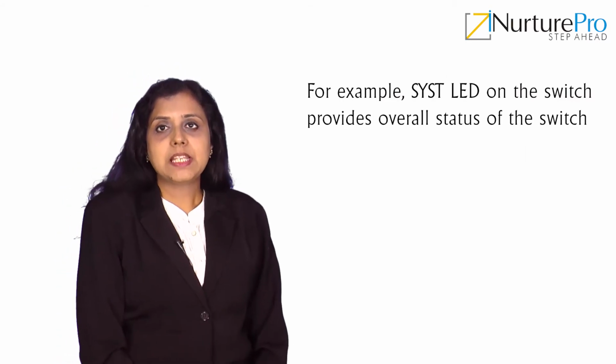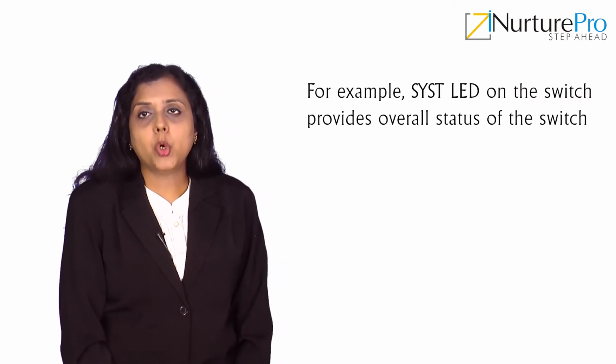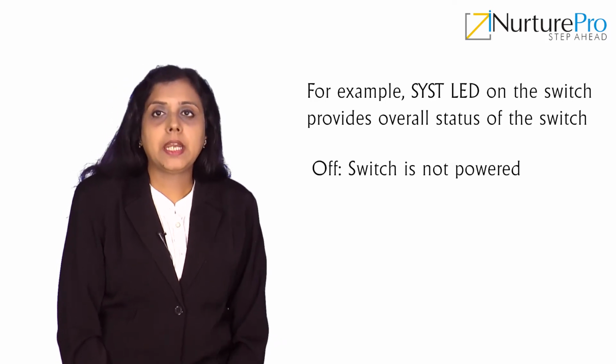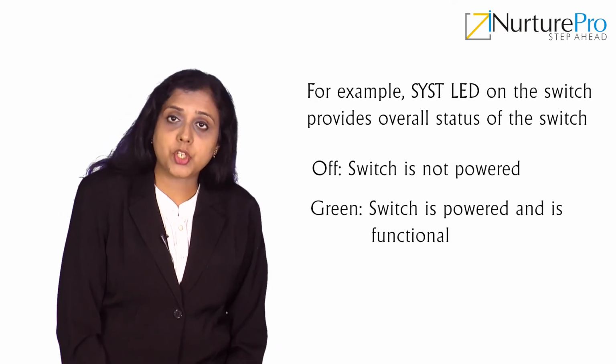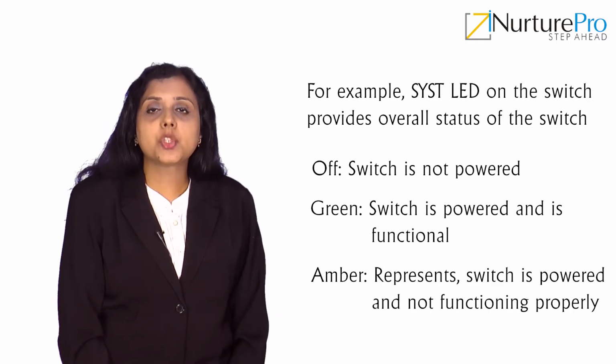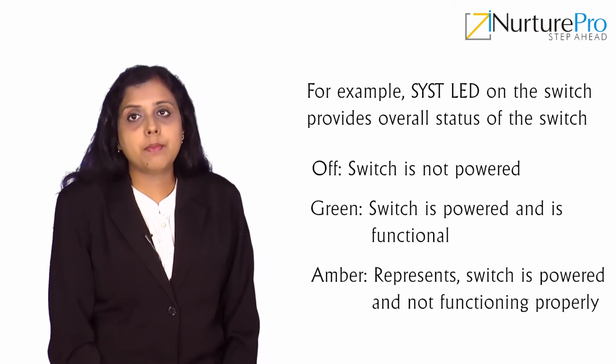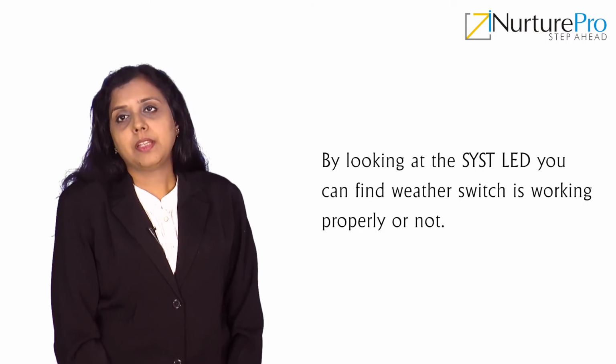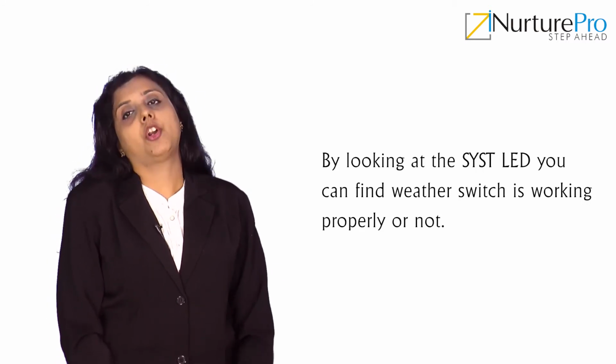For example, the SYST LED on the switch provides the overall status of the switch. Off: the switch is not powered. Green: the switch is powered and is functional. Amber represents that the switch is powered and not functioning properly. By looking at the SYST LED, you can find whether the switch is working properly or not.